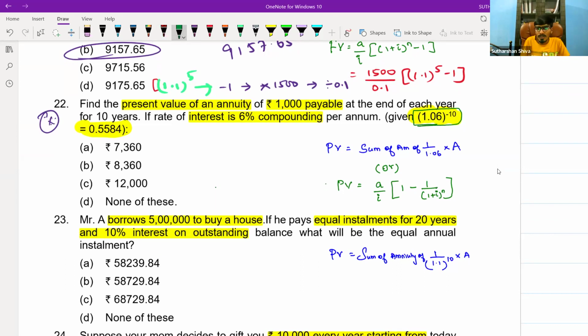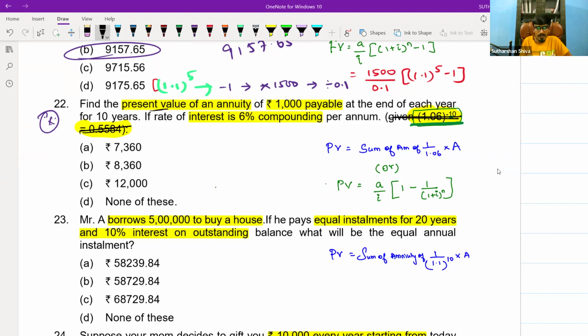Here the key point to be noted is they have given the inverse value. They are asking the present value, annuity value is given. There are 2 methods. One is, suppose you are not going to assume this value.